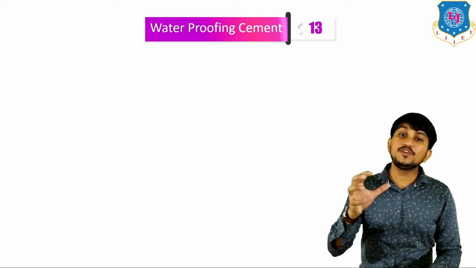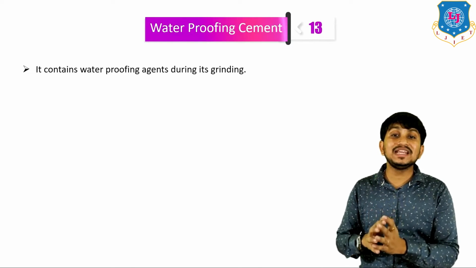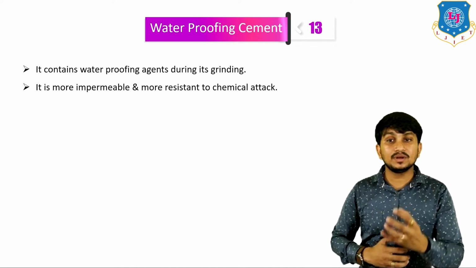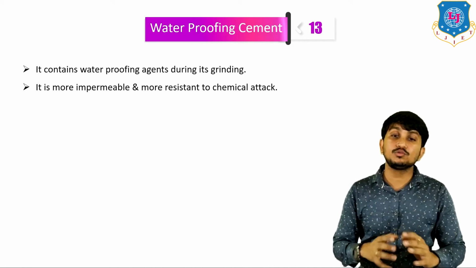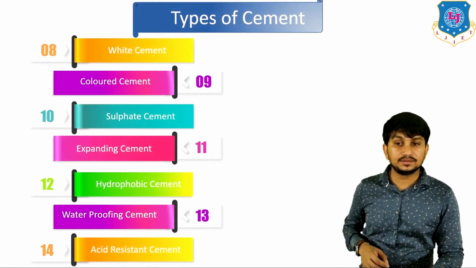Next is waterproofing cement. It contains waterproofing agents added during its grinding process. It is more impermeable and more resistant to chemical attack. That's all about waterproofing cement.